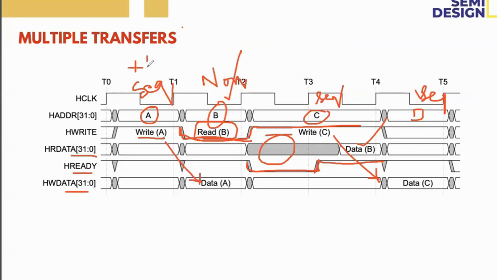Address is plus 4, maybe initial it may be 20 or 30, whatever. Okay, then what is a non-sequence? Suppose here it is a 30, then here what is the address? That will be incremented by 4.